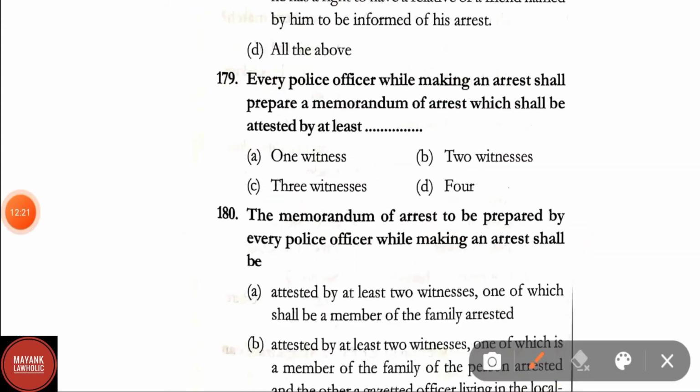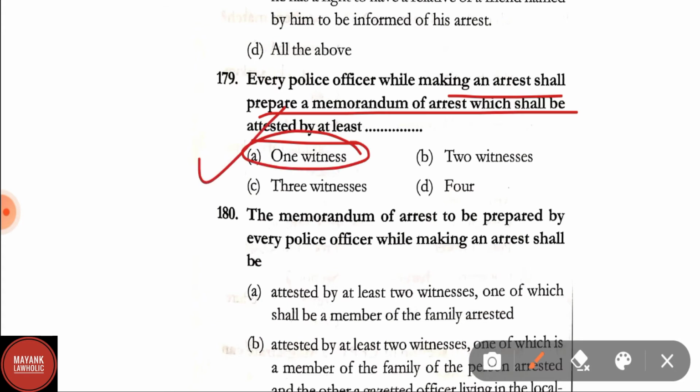Question number 179. Every police officer while making an arrest shall prepare a memorandum of arrest which shall be attested by at least, option A, 1 witness, option B, 2 witnesses, option C, 3 witnesses and option D, 4 witnesses. Here correct answer is option A, that is 1 witness.